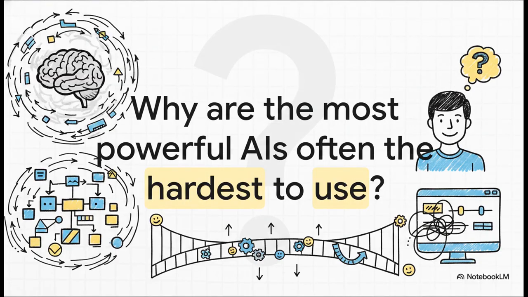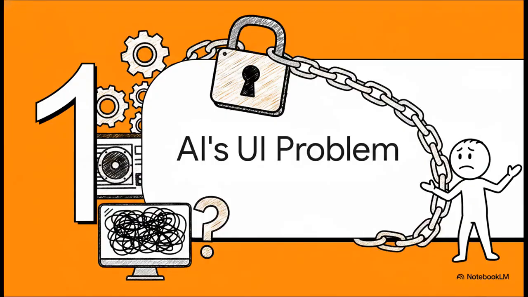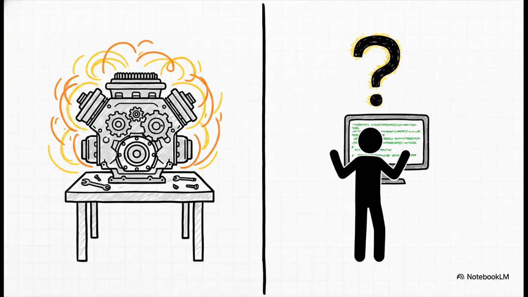Right, so we hear about these incredible AI breakthroughs all the time. But there's this huge gap, isn't there? You've got this amazingly powerful model on one side, and then you've got the rest of us on the other. So how do you actually build a bridge between the two? At the heart of it, this is what you could call AI's user interface problem. It's this big challenge that, honestly, keeps some of the coolest technology locked away from people who could actually use it.